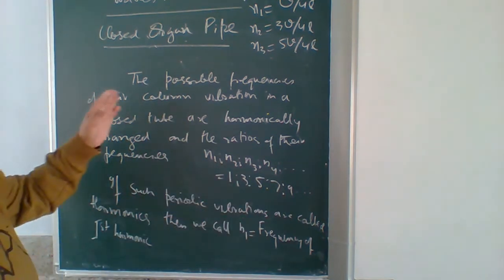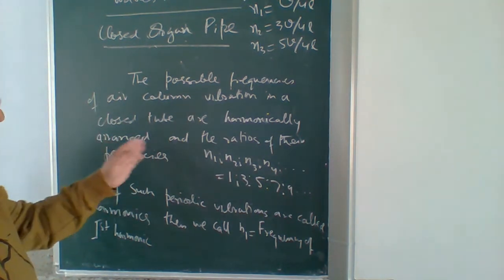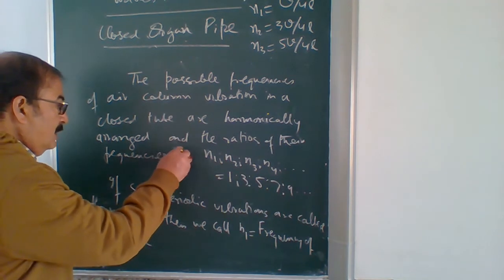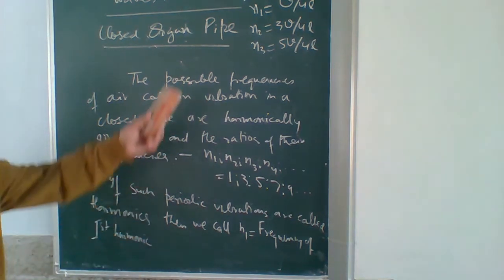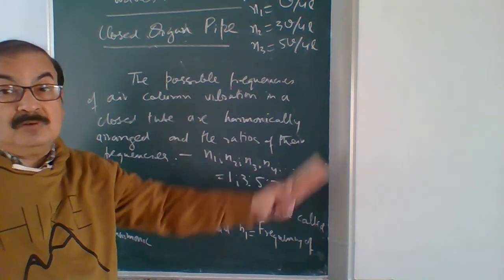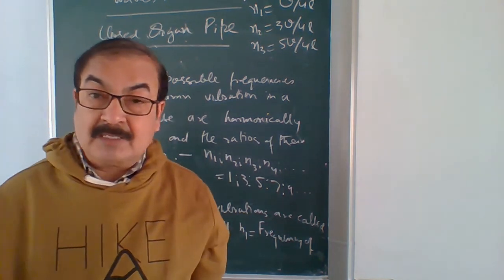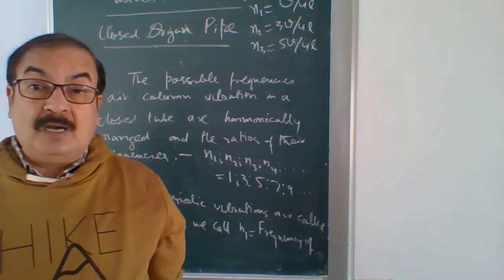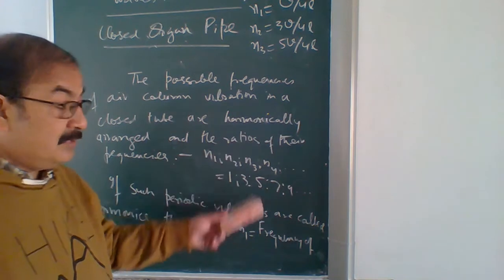And what we have said, the possible frequencies of air column vibrations in a closed pipe are harmonically arranged, and the ratio of their frequencies is this much. If such periodic vibrations are called harmonics, then we call N1 the frequency of first harmonic, N2 the frequency of third harmonic, N3 the frequency of fifth harmonic, and so on. That depends on the ratio, not their serial number. यानी कि 1 के बाद 2 आएगा फिर 3 आएगा, ऐसा नहीं है. जैसे उनके फ्रीक्वेंसी का रेशियो होता है उसके हिसाब से हार्मोनिक का रेशियो भी होगा. The ratio of their harmonics will always be according to the ratio of their corresponding frequencies. तो ये corresponding frequency का ratio हो गया.